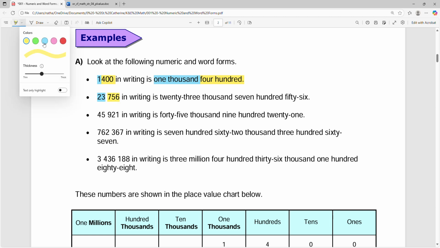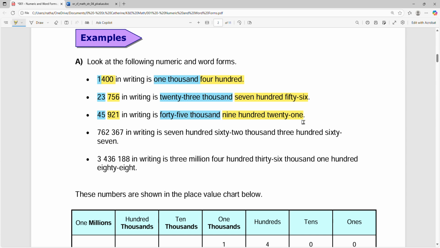Next example, we've got 23,756. So when we write this out, we've got 23, remember the hyphen, because it's a number that's between 20 something and 99. And again, that hyphen between 50 and 6, because that's just how we spell the numbers from 20 something to 99. Next example, we've got 45,921. Okay, so we spell that 45,000, the hyphen here, 921. Again, the hyphen between 21 and 21.